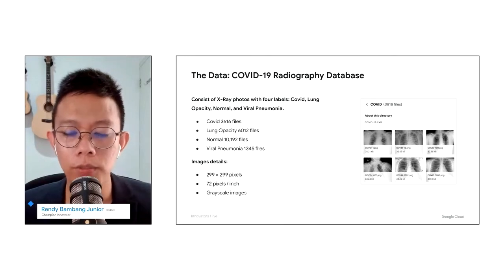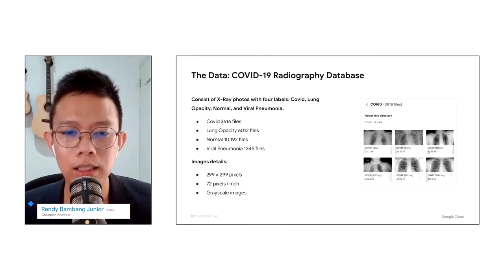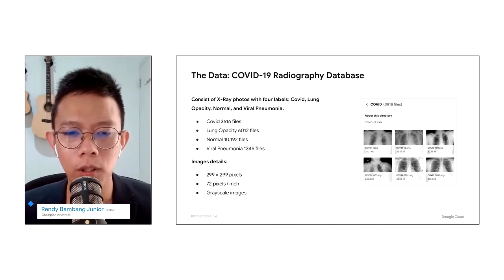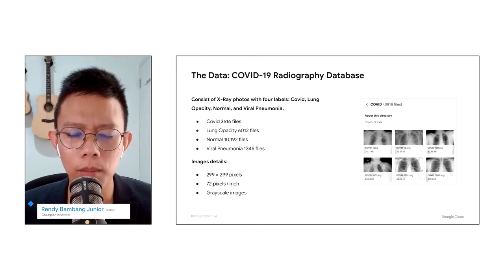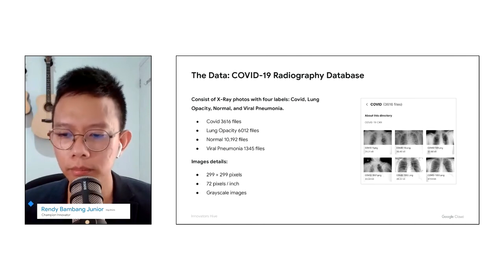And this is the structure of the data. There are around 3,600 files of COVID, along with other X-ray images for lung opacity, normal lungs, and also viral pneumonia. And we have the specification of images at 299 by 299 pixels with a density of 72 pixels per inch. And all images are grayscale because these are X-ray captures, right? So they are all grayscale.